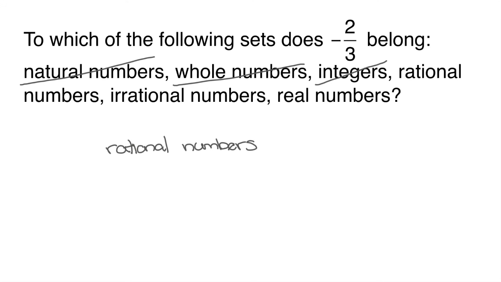Irrational numbers are numbers that can be represented on a number line but are not rational. Since negative 2/3 is rational, we know that it is not irrational. And finally, we have the real numbers. The set of the real numbers is composed of the set of rational numbers and the set of irrational numbers. Since negative 2/3 is rational, it is also in the set of real numbers.